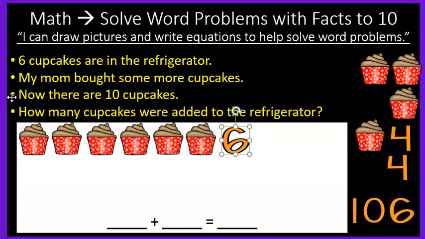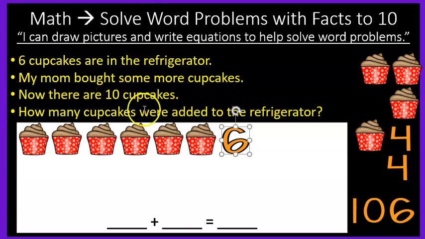Now let's read this third sentence. Read it with me. Here we go. Now there are 10 cupcakes. Now, boys and girls, how many cupcakes are there now? There's 10, okay? So here's what you're going to do, okay? This is the total. Say total.